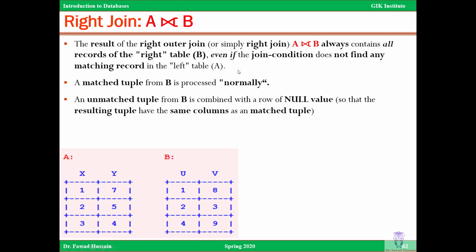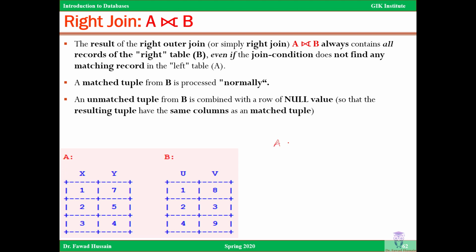The right join is very similar, but instead of doing it on the left side, we are going to include the instances on the right side. So everything else is the same. So let's look at this example again. So we have A and B. Now I want to form a right outer join.